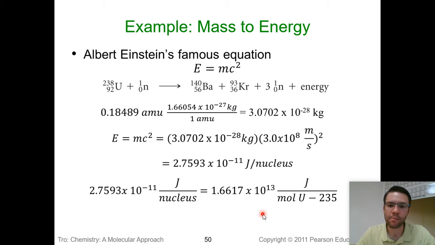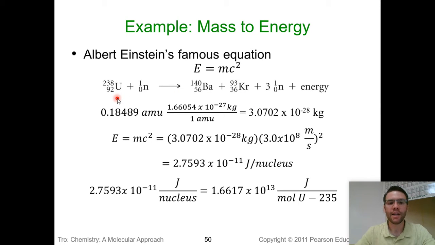Now, if you remember from our thermodynamics unit, most of our chemical reactions, the most exothermic chemical reactions, were producing kilojoules in the hundreds of kilojoules. So we're billions of times more energy for this particular reaction here, a nuclear reaction, than we are for a chemical reaction.